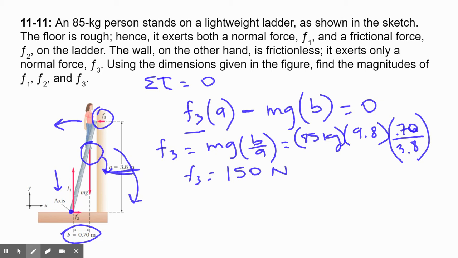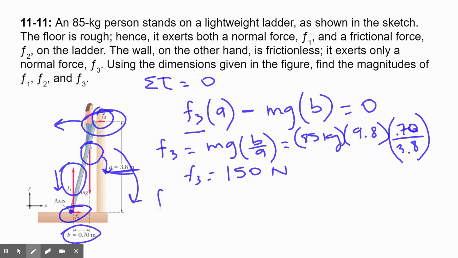Now we need to figure out F1 and F2. Well, we automatically see that F2 and F3 are clearly pointing in the X direction, and F1 is in the Y direction. So we're going to have to separate this into the individual components, the X and the Y components. So let's go ahead and start with the one that we have two of. So F2 and F3. We know that together they must sum to 0.